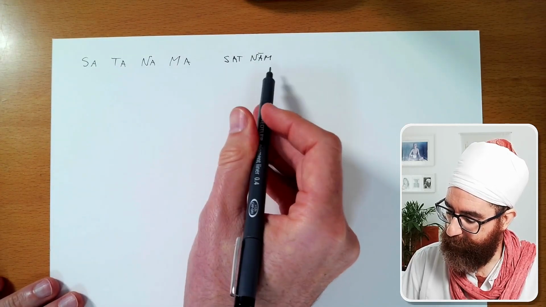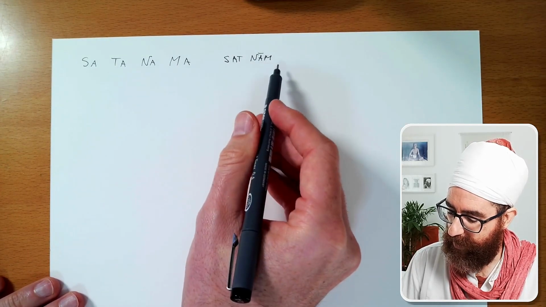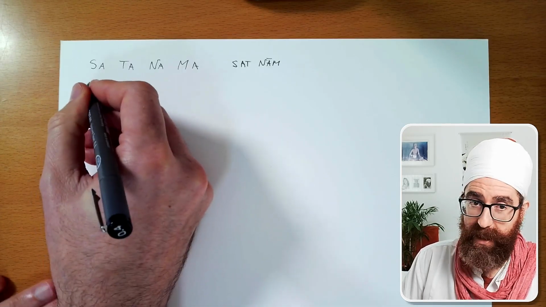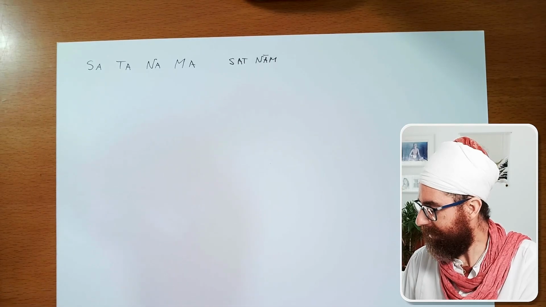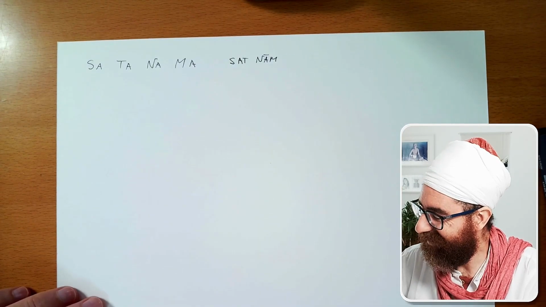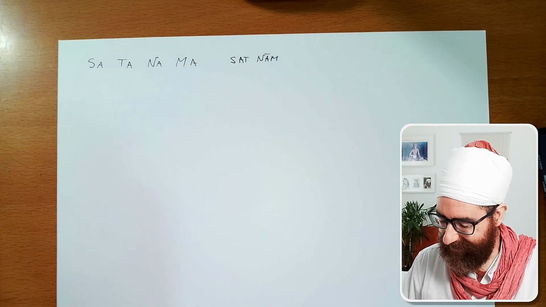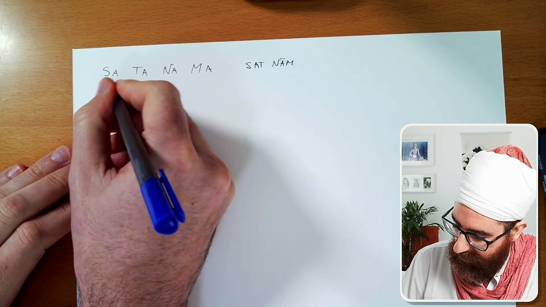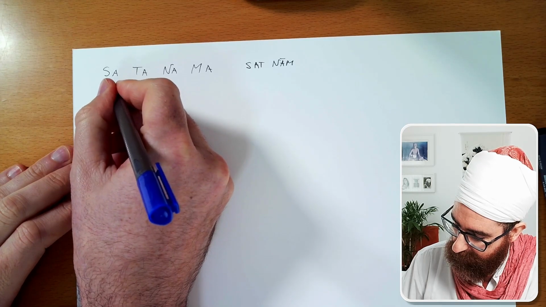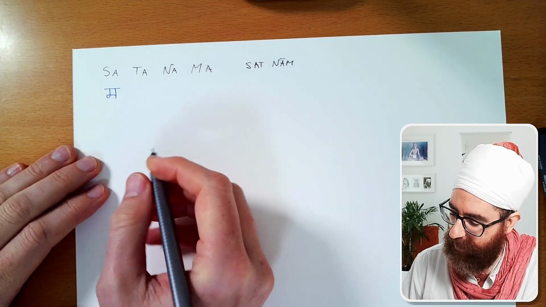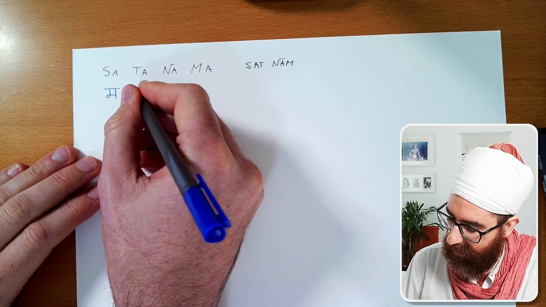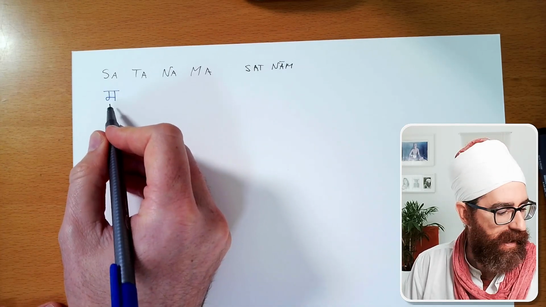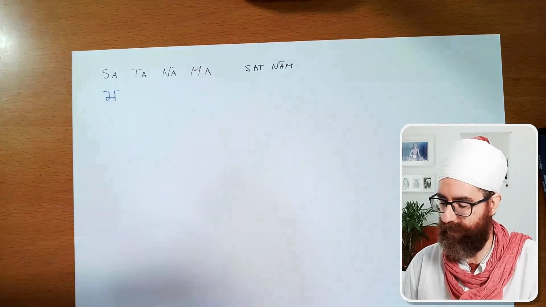So if we separate these sounds as Sa-ta-na-ma, the sound of S, again, I haven't properly learned how to write in Gurumukhi. I'm going to do my best. So that would be something like this. This would be Sa. And Ta. Oh, okay. So this is the letter S. Yeah, as we saw if we look at the alphabet.